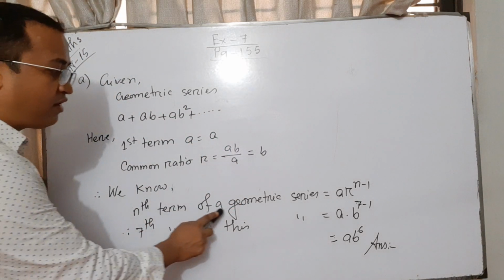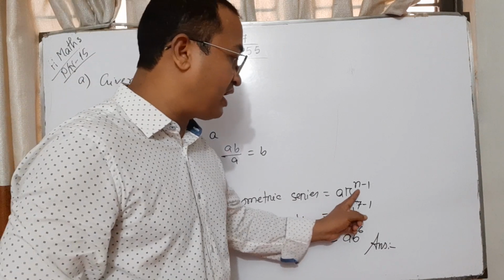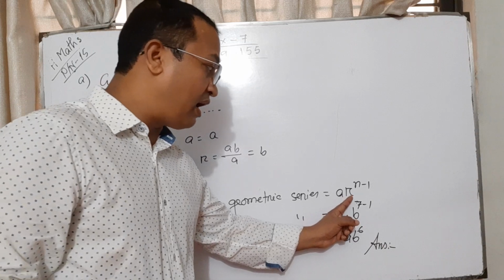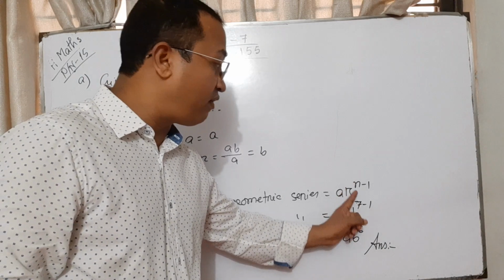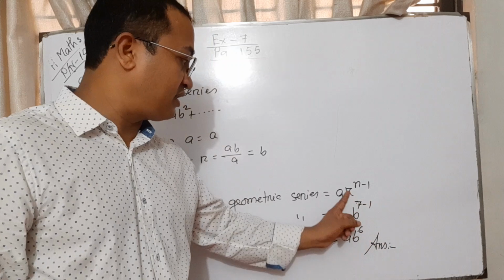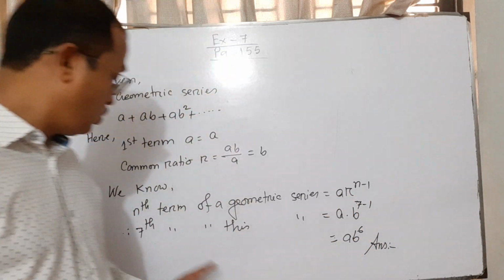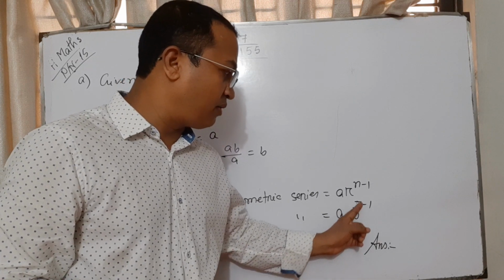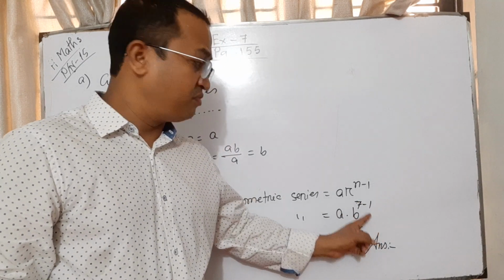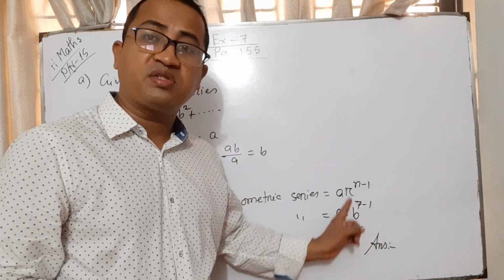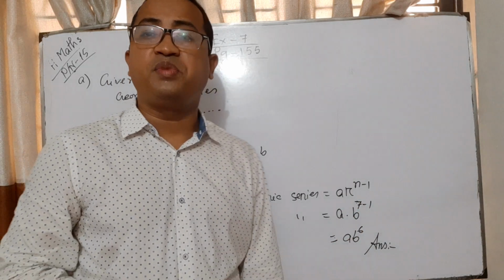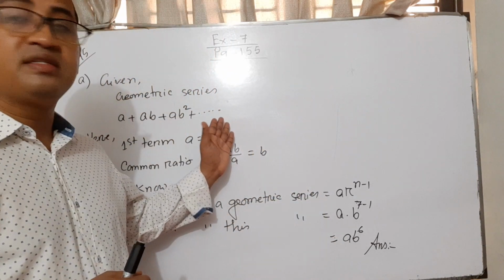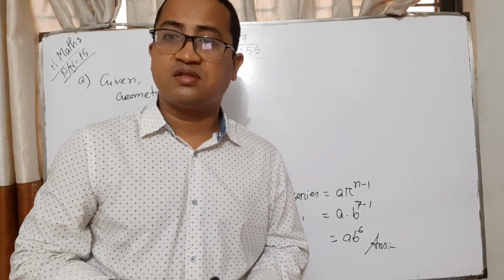We know the nth term of a geometric series is a into r to the power n minus 1. A is the first term and r is the common ratio. So the 7th term of this series is a times b to the power 7 minus 1. For the nth term it is n minus 1, for the 7th term it is 7 minus 1. So ab to the power 6 is the 7th term of this series. So question number 1 is done.